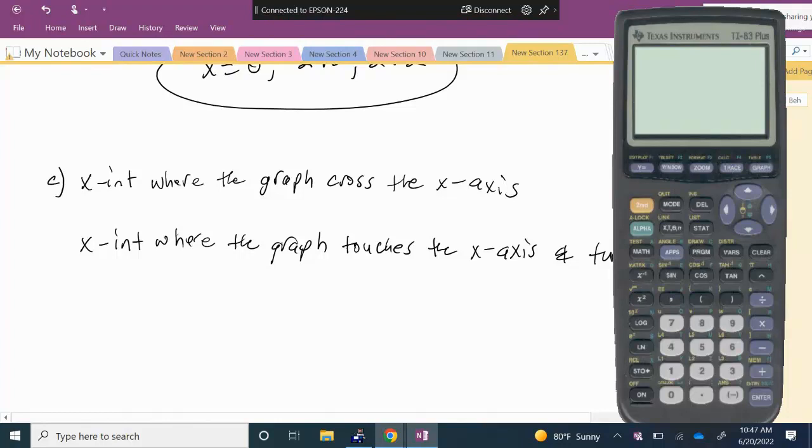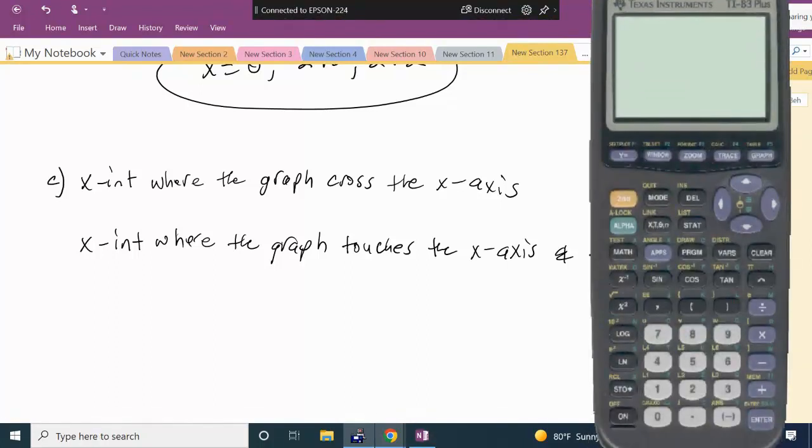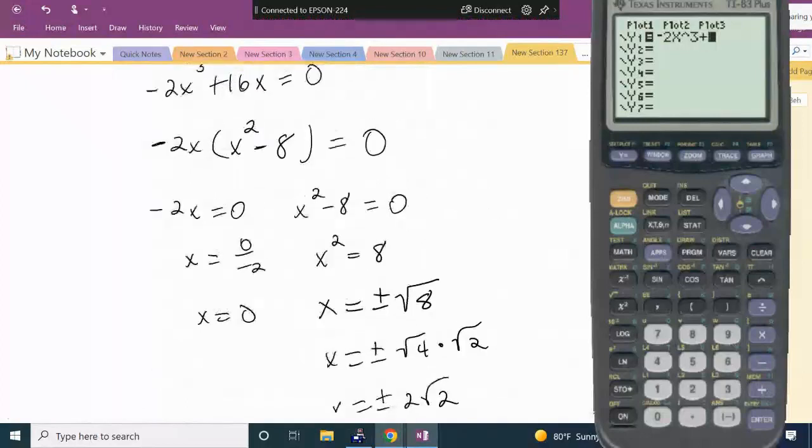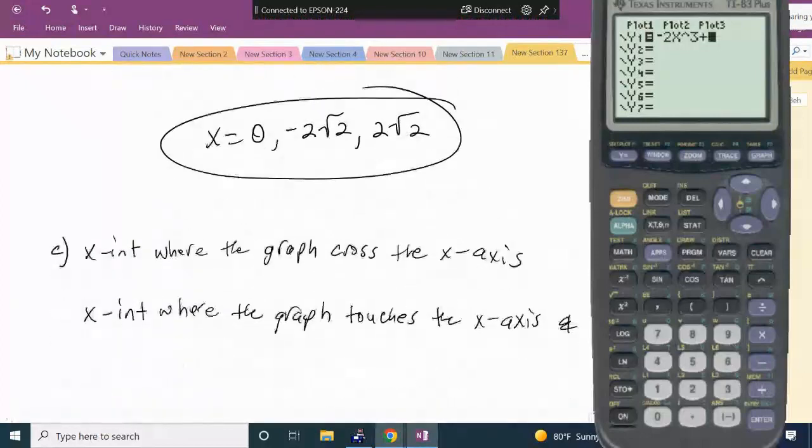So for the first part, it says where the X-intercepts, where they cross the X-axis. So I'm going to graph that equation just to get a visual of what's going on. So negative 2x to the third power plus 16x.